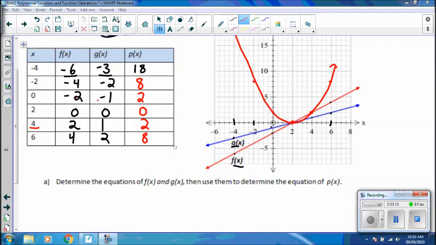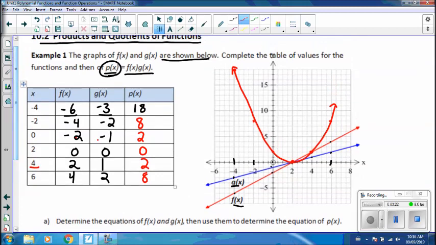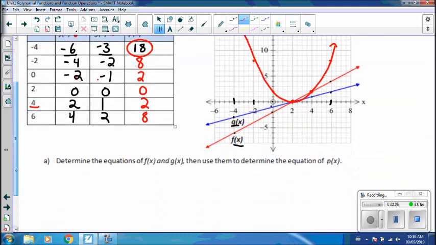All right, so one way we can determine the product function, this p of x in this case, is by multiplying the values of f of x by g of x to obtain our new values. That's one of the skills, doing that from a table of values. And down here, we're going to do it using the equations of f of x and g of x. So f of x is this line right here, and you can see that its y-intercept is at -2. So I know that f of x is going to be something x, the slope, minus 2.